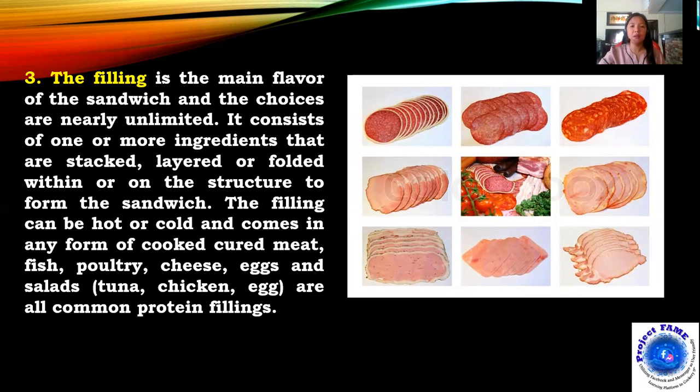It is the main flavor of the sandwich, and the choices are nearly unlimited. It consists of one or more ingredients that are stacked, layered, or folded within or on the structure to form the sandwich. The filling can be hot or cold and comes in any form of cooked cured meat, fish, poultry, cheese, eggs, and salads like tuna, chicken, and egg. They are all common protein fillings.